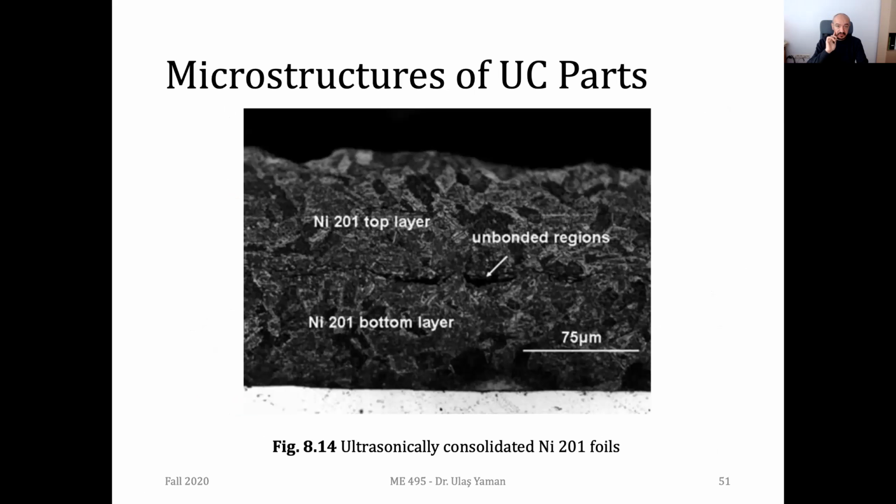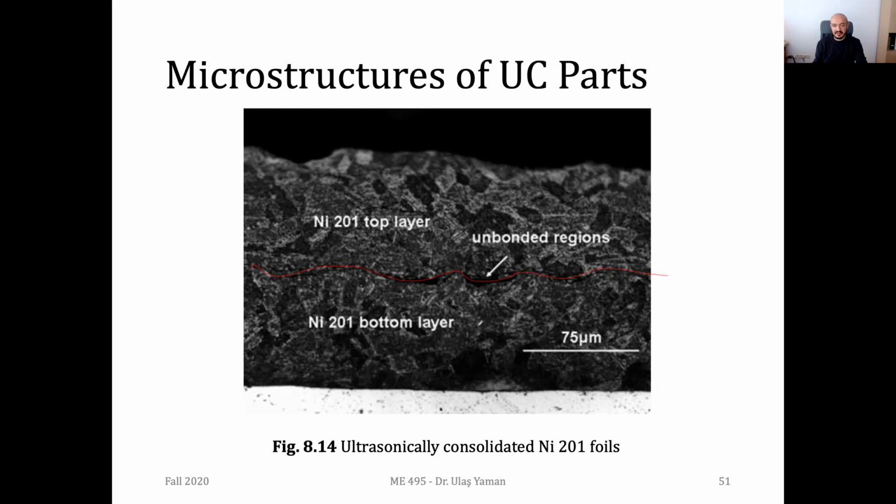Let's have a look at the microstructures of these ultrasonic consolidated parts. And we have nickel foils. You can see the bottom layer and the top layer. I think we have kind of an interface right at this point. And you see that it's quite bumpy, but not important since it's not the top layer. Once you are at the top layer, you can do surface machining, do face milling, and increase your surface quality.